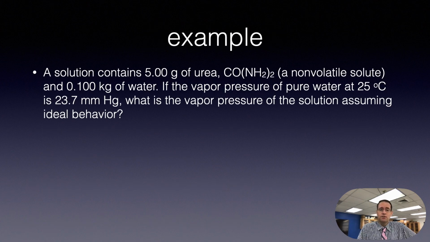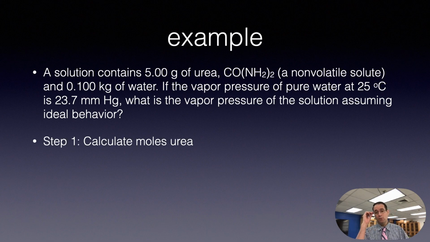Here's an example. Okay, we've got a solution containing 5.00 grams of urea. This chemical formula is provided, and they tell us it's non-volatile, so that makes the calculation very easy. We have 0.100 kilograms of water. We have some vapor pressure of pure water, and we want to know, hey, what is the vapor pressure of the solution? We, of course, always assume ideal behavior, and the laws hold up, all right?